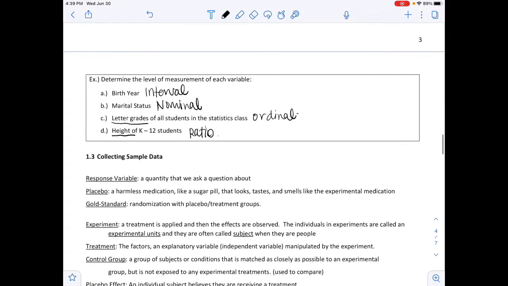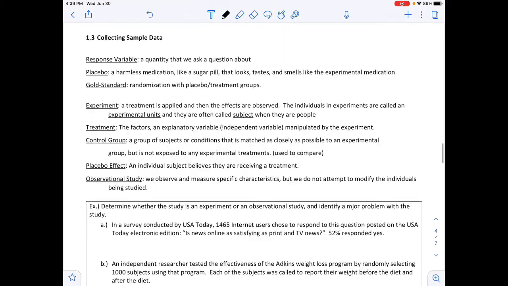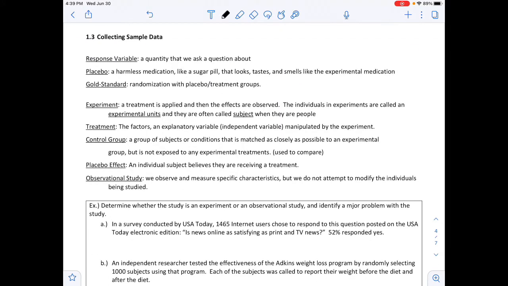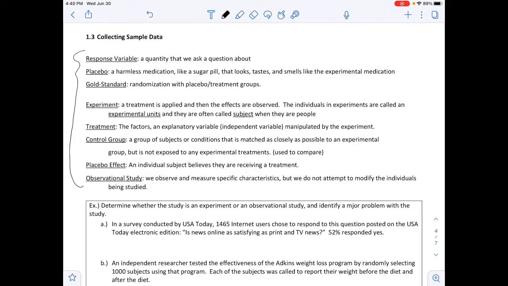The next section that we have is section 1.3, which is collecting sample data. We have a lot of vocabulary words again that you should have memorized for your next exam. First vocab word is the response variable. A quantity that we ask a question about is the response variable. We have a placebo, which is a harmless medication like a sugar pill that looks, tastes, and smells like the experimental medication.